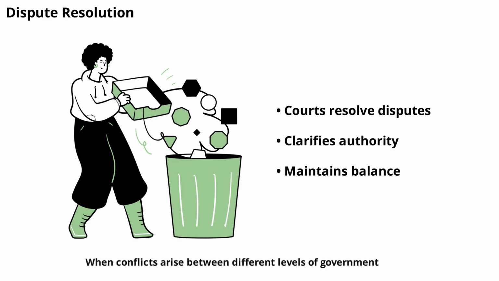When conflicts arise between different levels of government, courts often step in to resolve them. The Supreme Court may decide cases involving disputes over federal versus state authority. This process helps clarify the roles and powers of each level, maintaining the balance established by the Constitution.